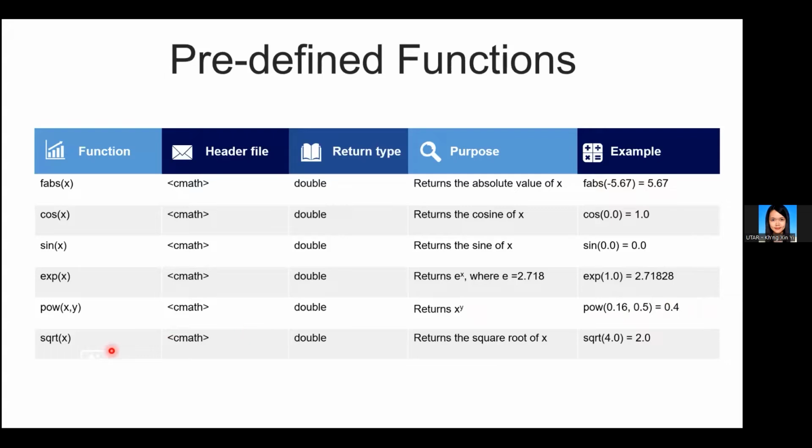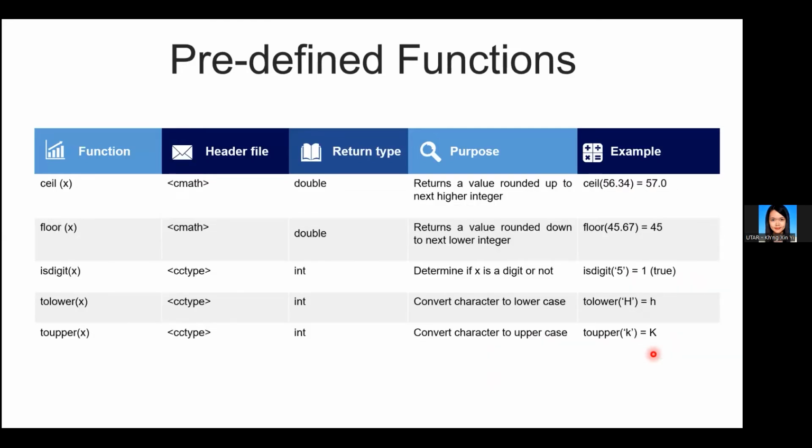Then we have the square root function. It will return the square root value of the argument x here. So the square root of 4, we get the answer of 2. Then after that, we move on to the next slide here.